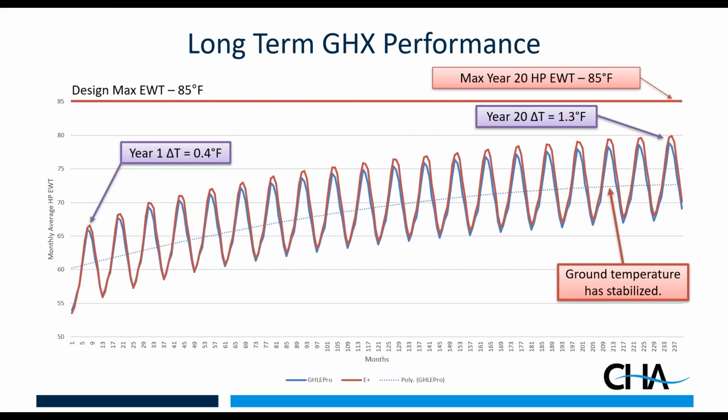Then also, this is an average, so in the data for that max year 20, our max entering water temperature is 85 degrees, which is what our design is. So we're showing that yes, that ground heat exchanger that we said was much smaller than we needed is actually appropriately sized.